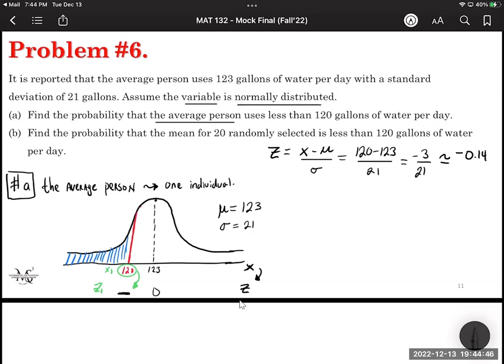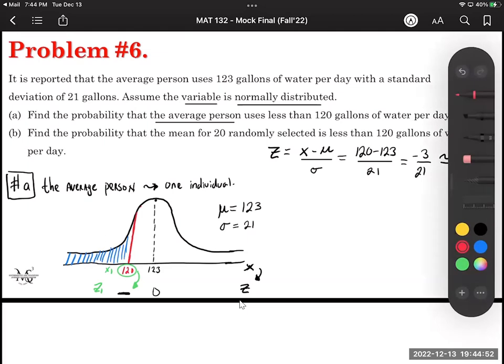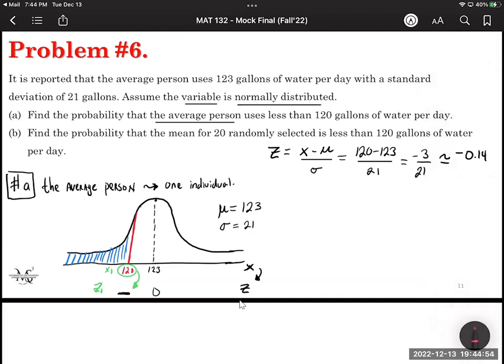All right, so let's write out what I just did here. I just found out that when x is precisely 120, z1 is approximately -0.14. Now, when you're trying to find probabilities that involve the normal distribution curve, this bell-shaped curve, it's equivalent to finding areas.